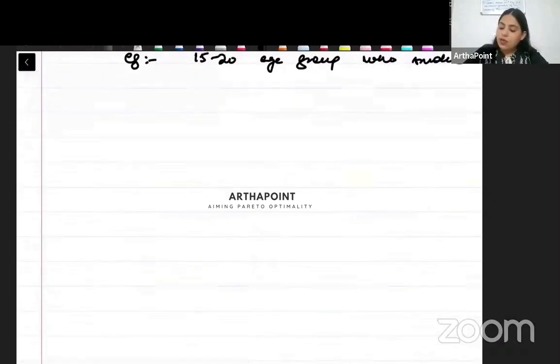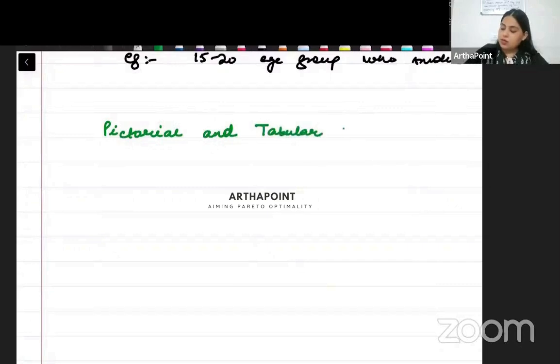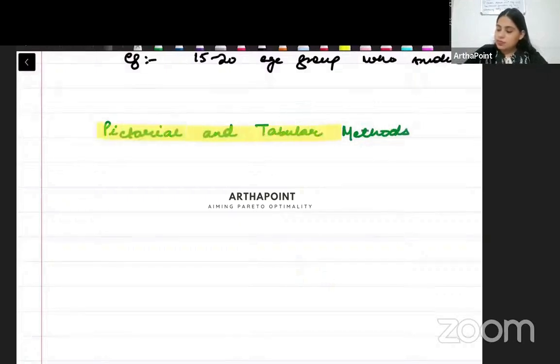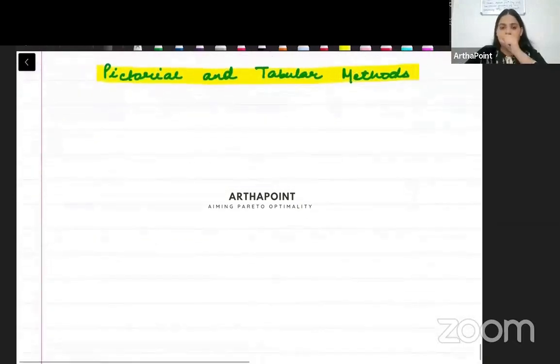Today, I want to talk about an important topic, and that is pictorial and tabular methods. Pictorial and tabular methods. But before I do that, let us keep some symbols in mind.